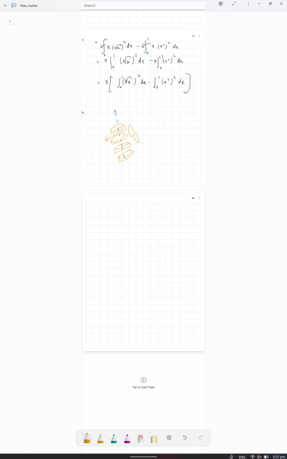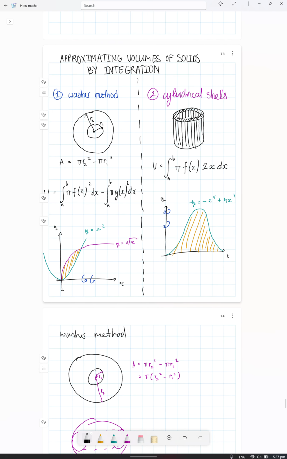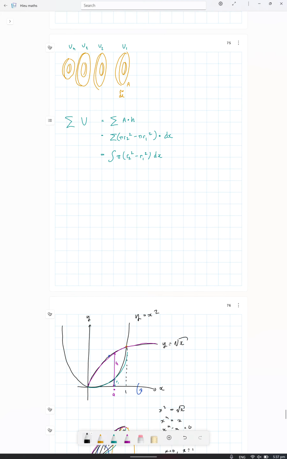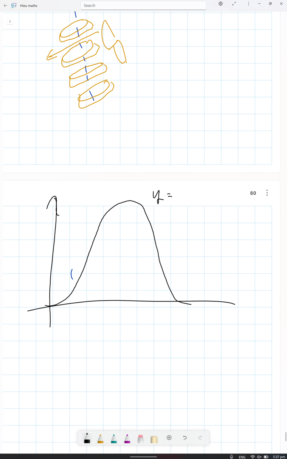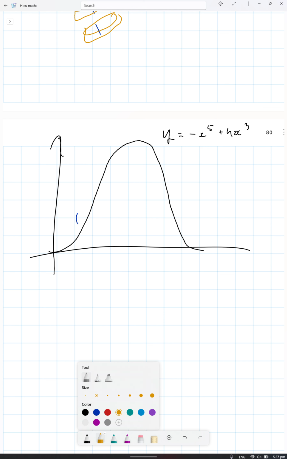Okay. But what happens when we want to do something like this? Let's think about this. We have something like this. Let's say this is y equals minus x to the 5 plus 4x cubed, right? And let's say that the rotation axis is the y-axis here. How are we going to do this?